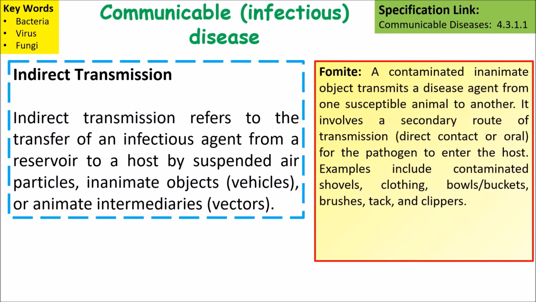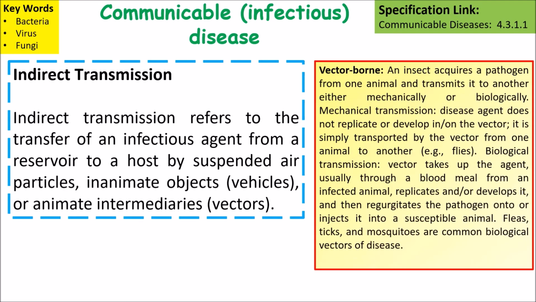Fomite: a contaminated inanimate object transmits the disease agent from one susceptible animal to another, for instance. So it involves a secondary route of transmission, such as something being left on something like a bowl or a bucket, which would then come into contact with another animal.